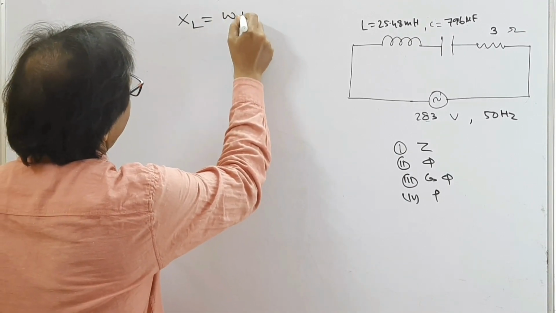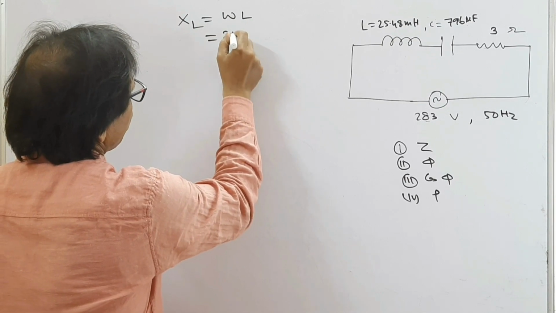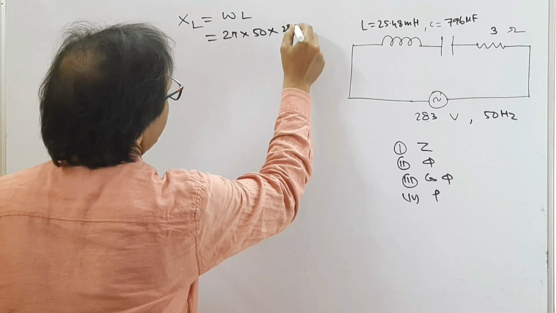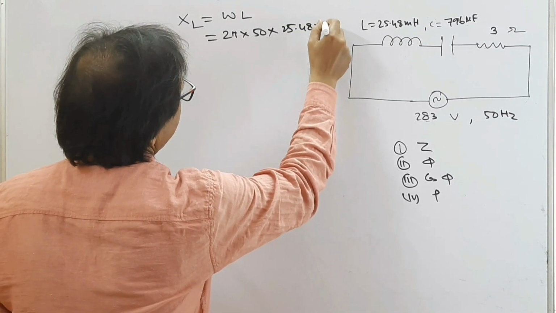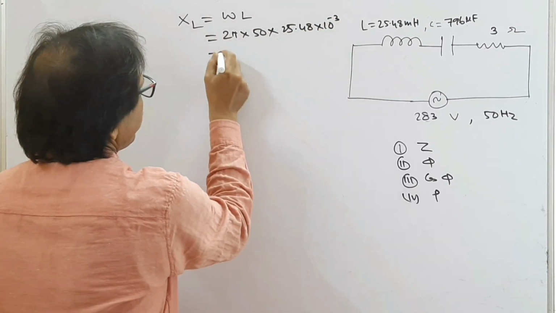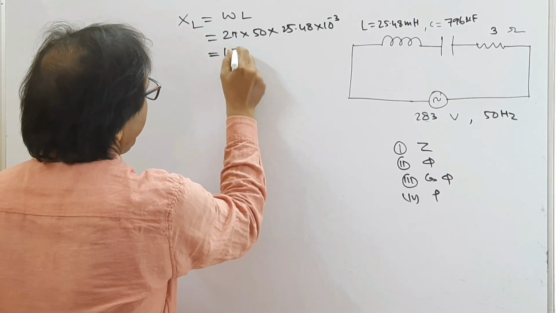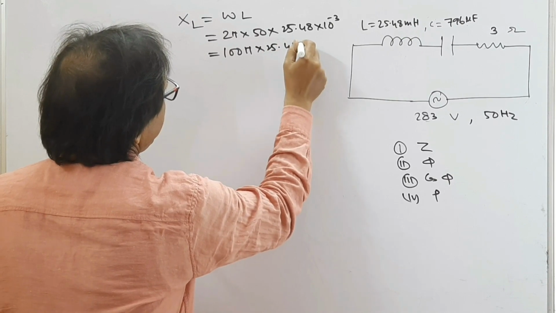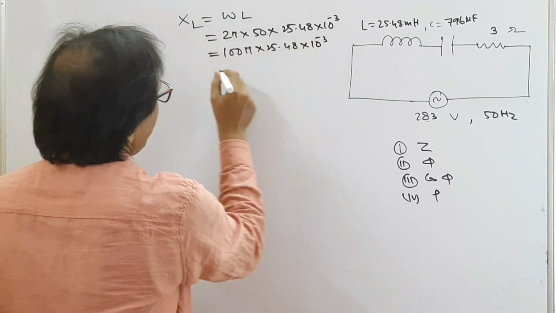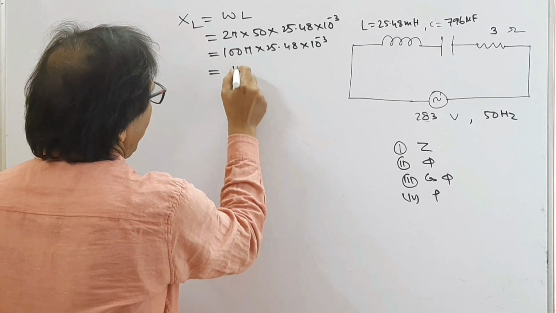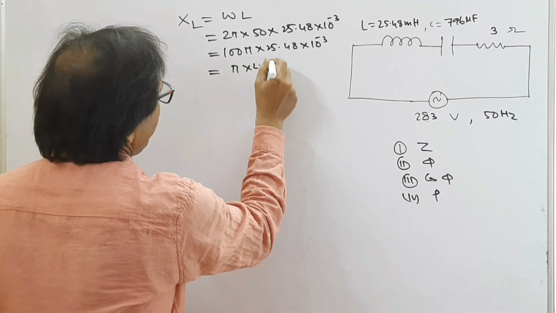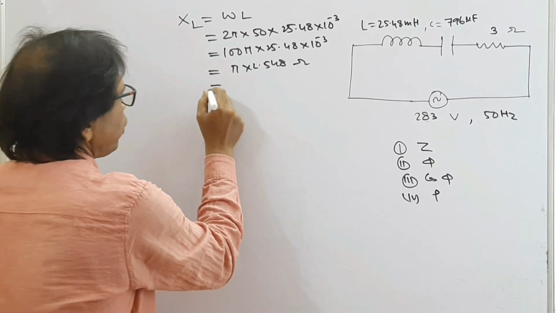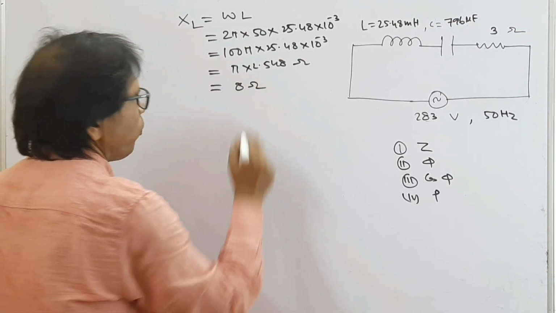XL equals omega L. Now omega equals 2 pi into 50, and L equals 25.48 into 10 to the power minus 3. So this is 100 pi into 25.48 into 10 to the power minus 3. So this is pi into 2.548, which is almost 8 ohm.